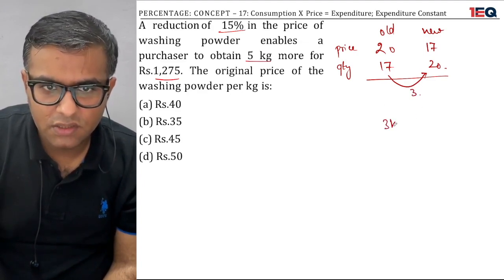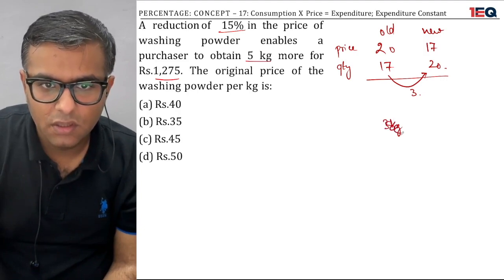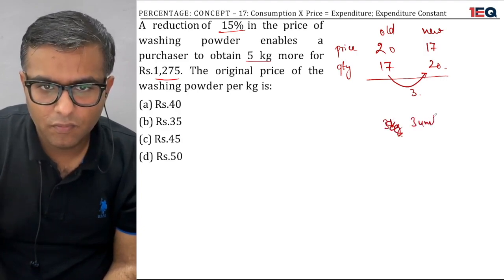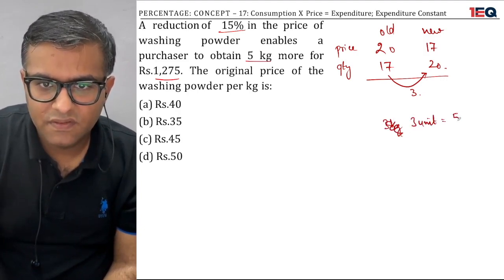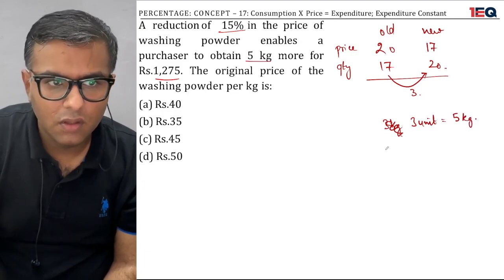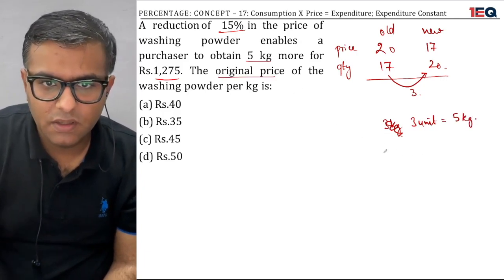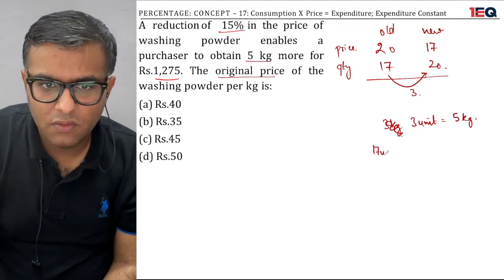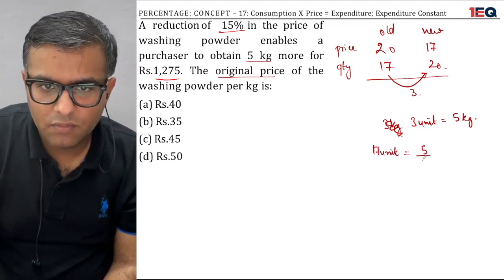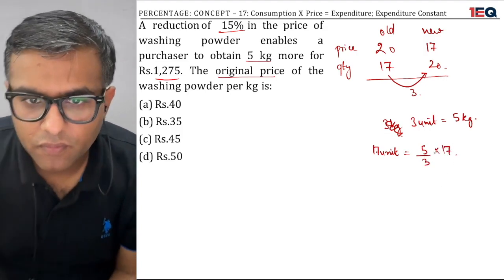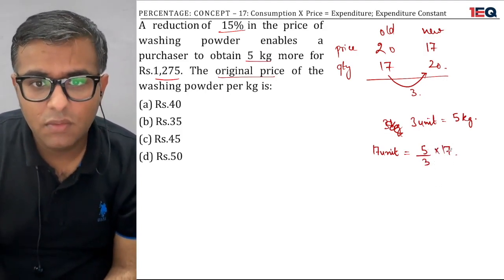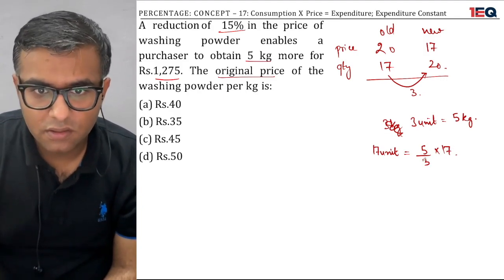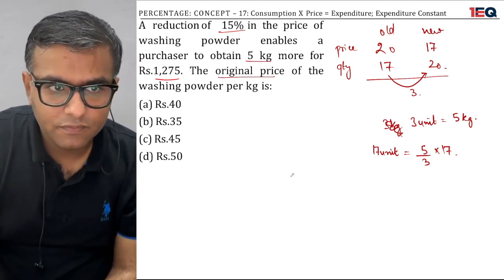The 3 units stand for 5 kg. So the original price is being calculated. So 17 units is equal to 5 upon 3 multiplied by 17. This is the final thing.